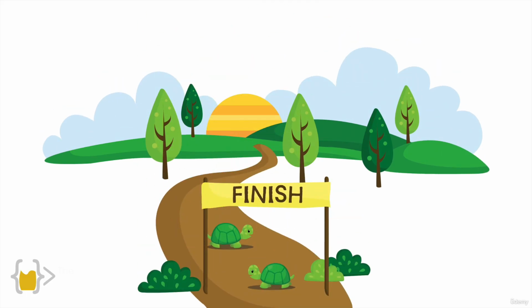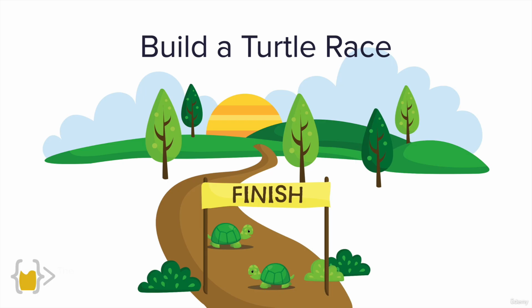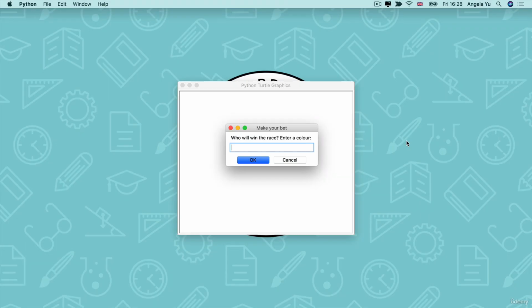Alright guys, in this lesson we're going to be building out our turtle race. And through building this race we're going to get more familiar with these concepts of state and instances. And that's because we need to create multiple turtles to join our race. This is what we're aiming for. In the beginning, there's going to be a little pop-up that will ask us to bet who will win the race.